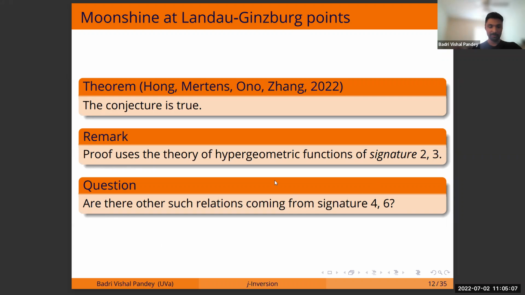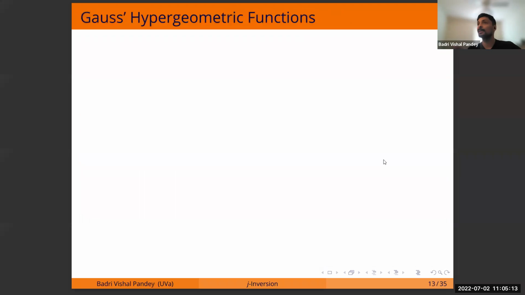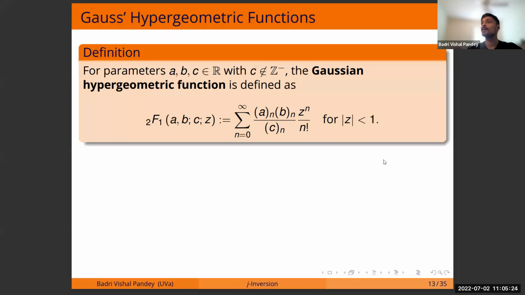Anyway, to give our results, we need to define hypergeometric functions and what these things are. Hypergeometric functions are pretty famous anyway, but Gauss hypergeometric functions are the first instances where this was seen. This is simply for parameters a, b, and c belonging to the real numbers, where you don't want c to be a negative integer, because c is in the denominator, so it goes to infinity or something like that.